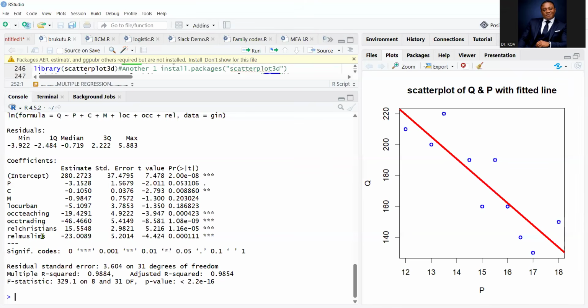Right. Now, that was a dynamic variable. What if the variable is a dummy? Location urban is dummy. Occupation teaching is dummy. Occupation trading is dummy. Religion Christian is dummy. Religion Muslim is dummy. What if you were interpreting the coefficient of Muslim? Now, Muslim is not increasing, Muslim is not reducing. So the way you interpret Muslim is going to be different here.